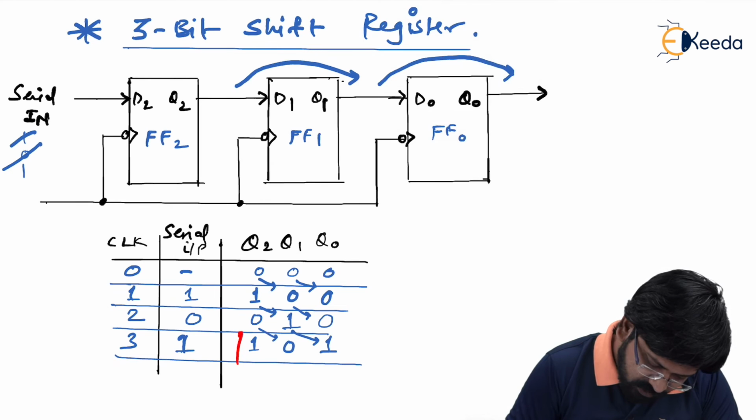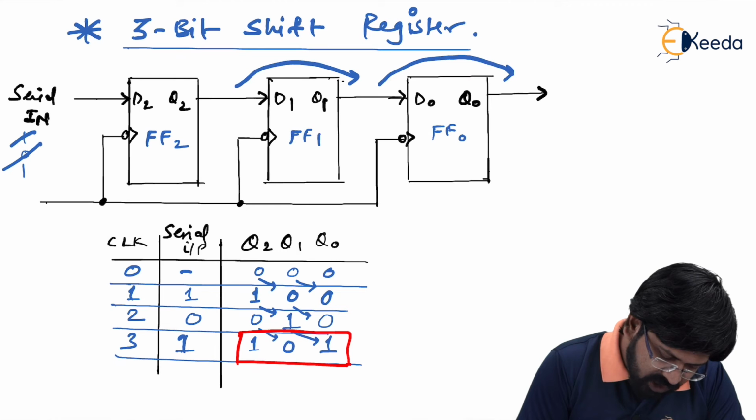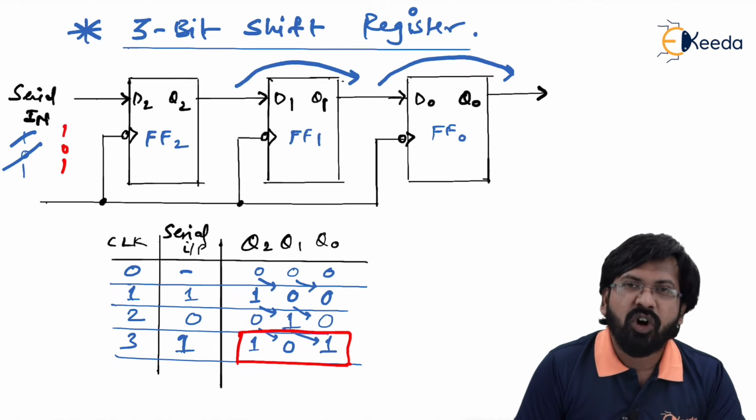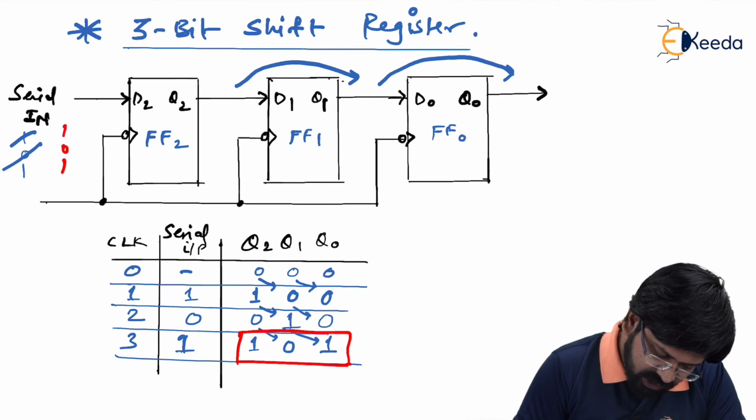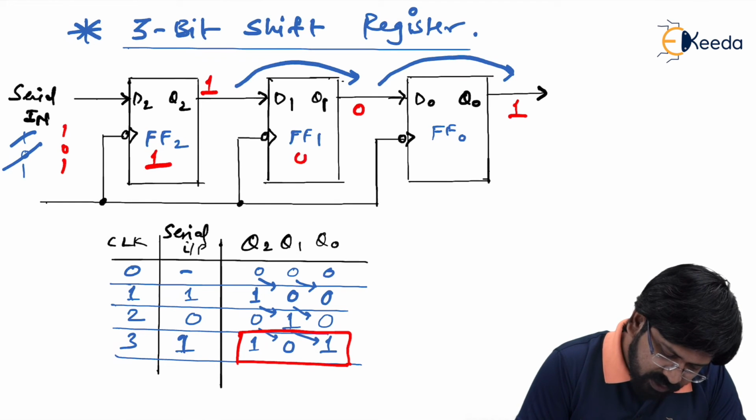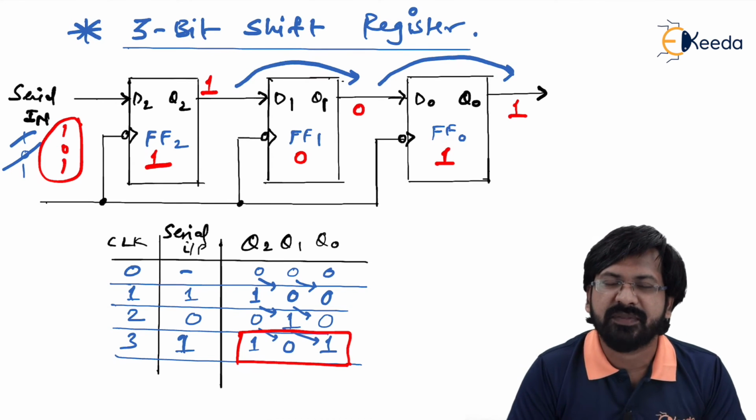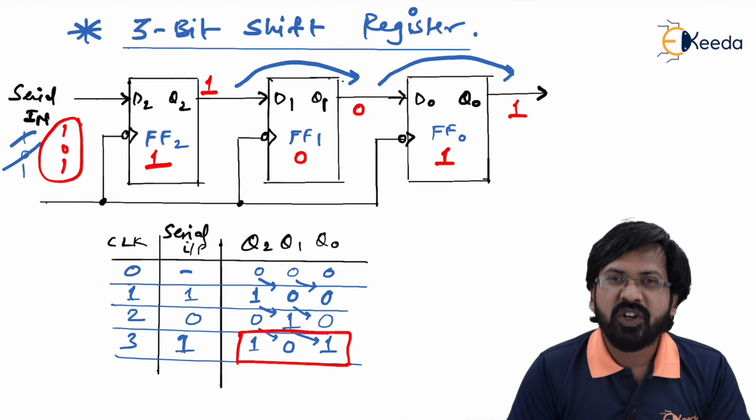Now observe this 101. Can I say the input data which I was assuming as 101 is now already stored into flip-flops? That is, as you can see, on Q2 1 is present, in Q0 1 is present, at Q1 0 is present. So in a way, this 101 which was a serial data is now stored into these flip-flops, or it is stored into this shift register. My question to you is, how many clock pulses were needed to store this 101 information?